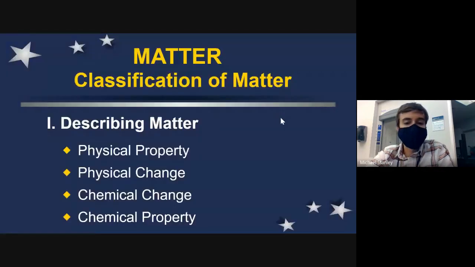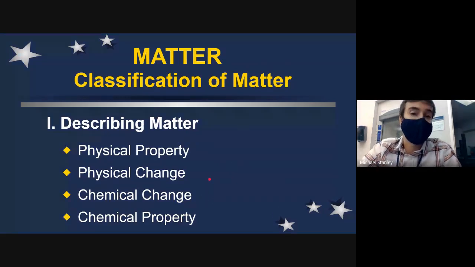All righty here. So when it comes to describing matter, which again is just our fancy science way of saying stuff that's out there in the universe, we can describe the physical aspects of matter and we can describe the chemical aspects of matter. We can describe the different properties that matter can have, and we can describe the different ways that matter can change from being or looking like one thing into another.